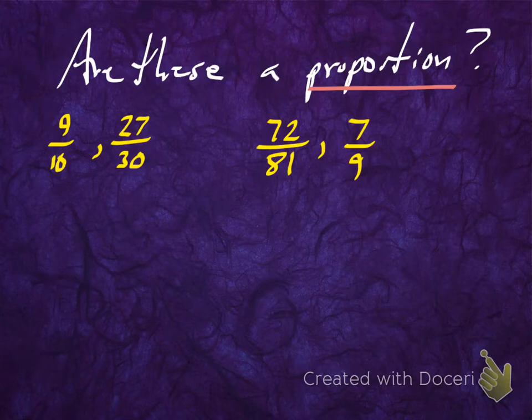So the first one, I think I can probably do with the arrow method, can't I? Yeah. What do I do to 9 and 10 to change it into 27 over 30? Multiply them by 3. Yeah, if I multiply the top and bottom by 3, sure enough I get 27/30. So is that a proportion? Yes, it is.